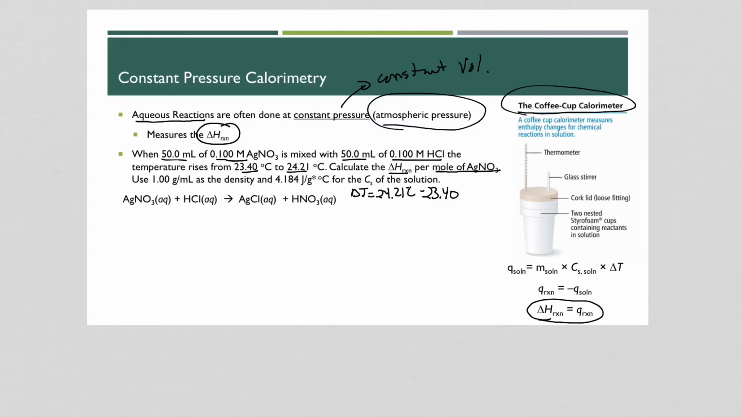So we plug that into our calculator, 24.21 minus 23.4, and we have 0.81 degrees as our temperature change. Now, we're going to anticipate here, because we want to do this per mole of silver nitrate, we're going to need to know how many moles of silver nitrate we have.